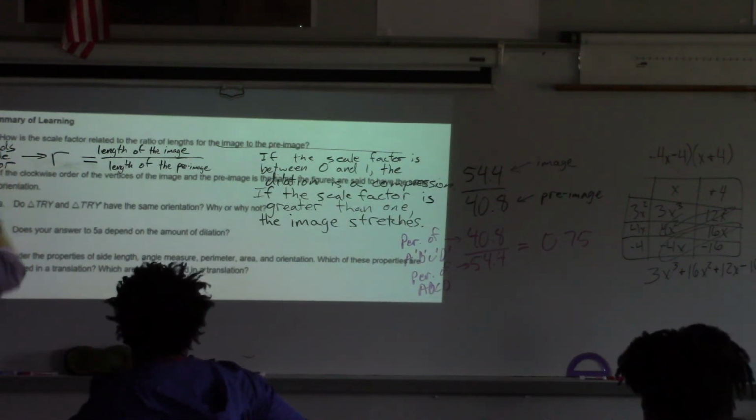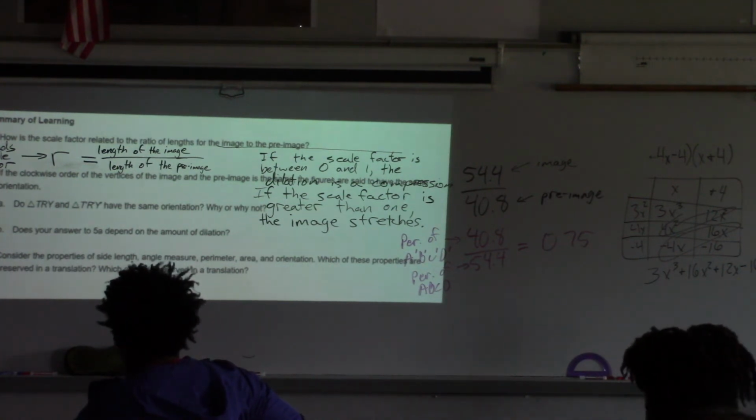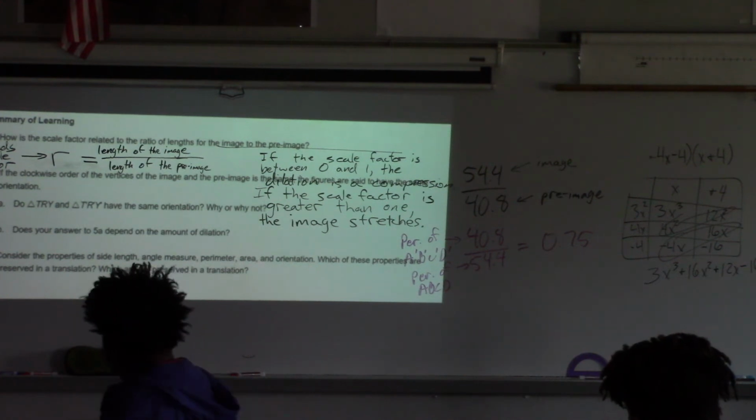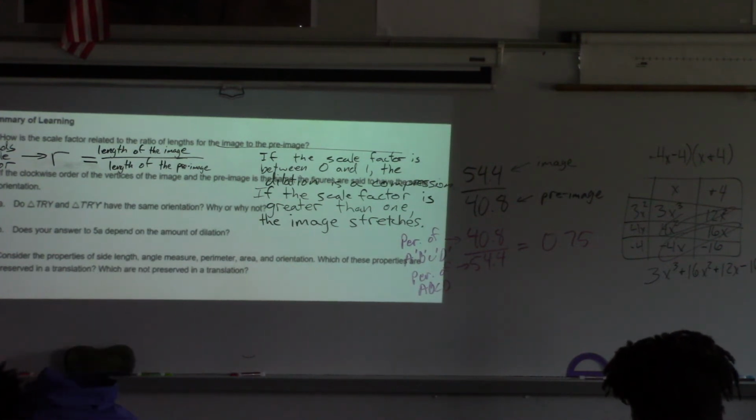R stands for scale factor. Write it down if you're going to try to learn it. So, R stands for scale factor.